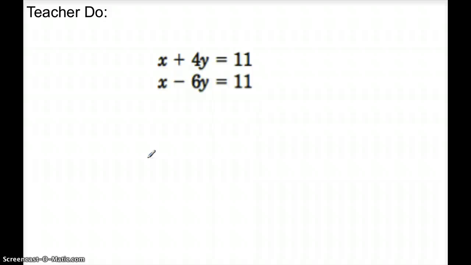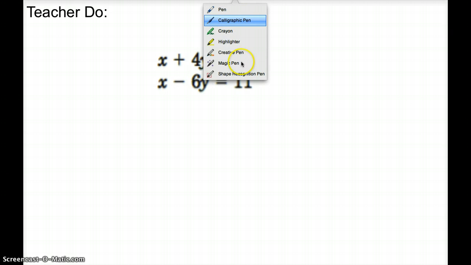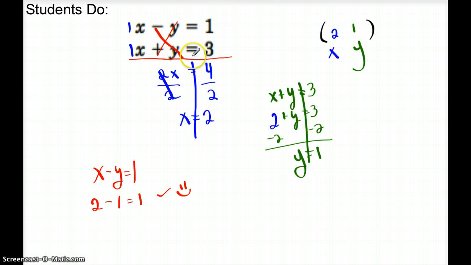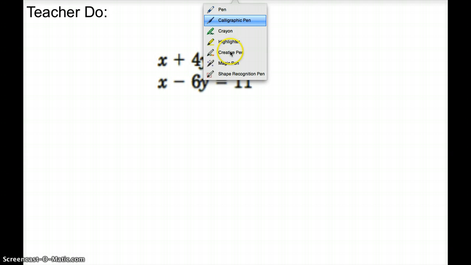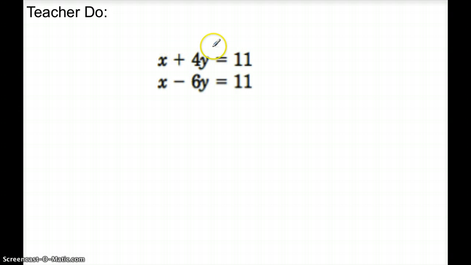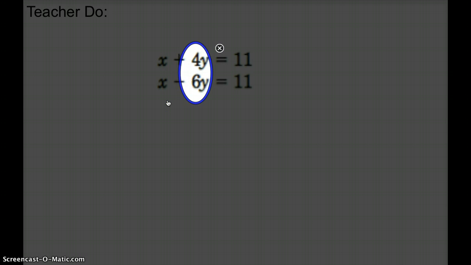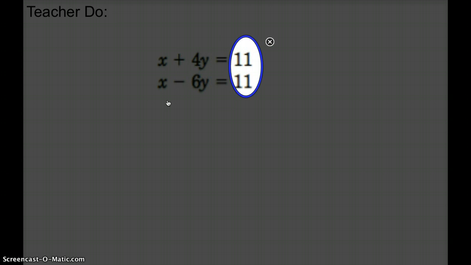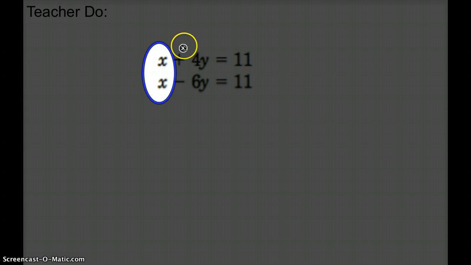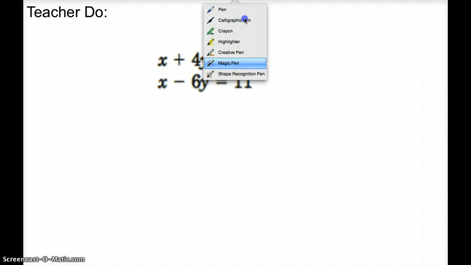Okay, now this one's a little bit different, only because unlike the last ones, they seem to cancel out really well. These two don't look like they're going to cancel out. Now, they are lined up the way I like it. X's together, and then the y's together, the equal signs, and then the numbers. Now, here's the problem. Even though the x's are the same, they're both positive. So if I add them together, it's not going to cancel out.